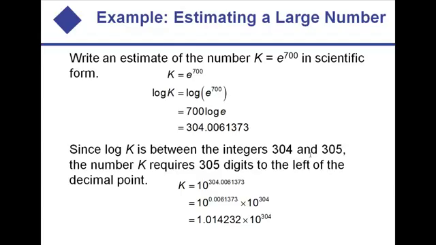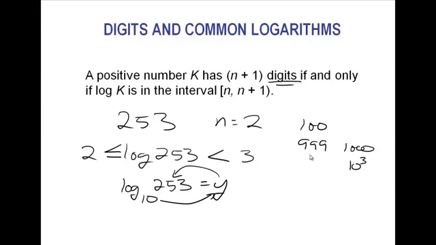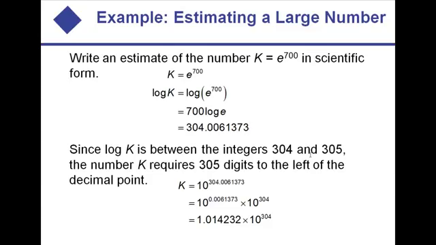Since log of k is between 304 and 305, we know that the number k requires 305 digits to the left of the decimal point because it goes back to this log formula. Log k is always in between n and n plus 1, where n is related to the number of digits. So since log k is in between 304 and 305, we know that the actual number is going to have between 305 and 306 digits.